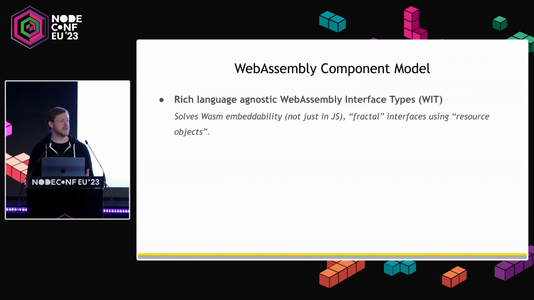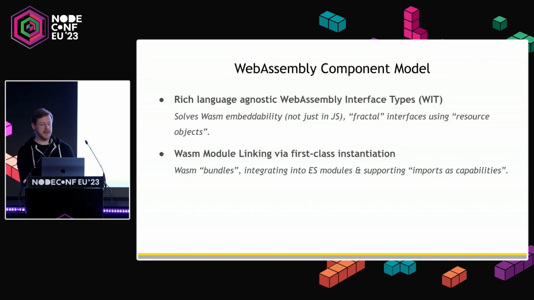Similarly to what Michael was talking about earlier, you want to have these first-class data types that you can pull into your WebAssembly module so that it can speak the host native types. And you can support the kind of interfaces that you would write in JavaScript applications today. And we have things like support for resource objects. The second thing is module linking. So this is first-class instantiation.